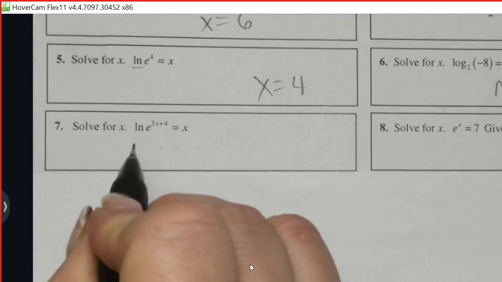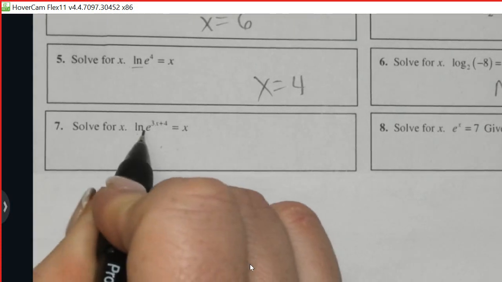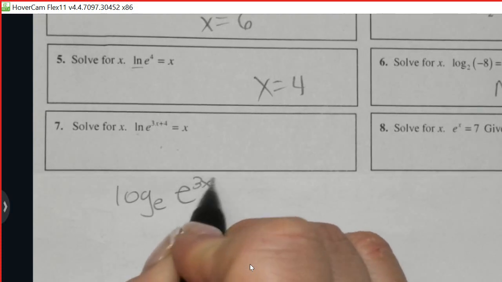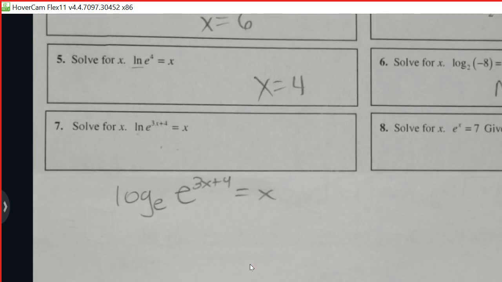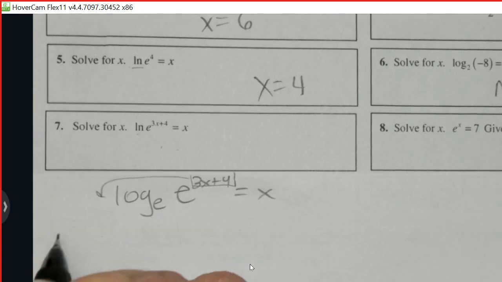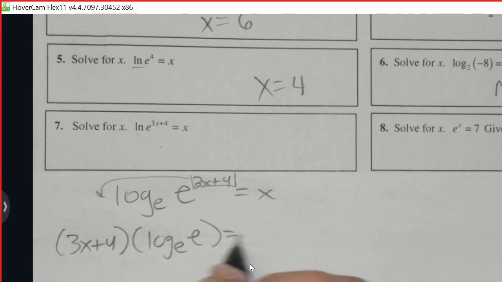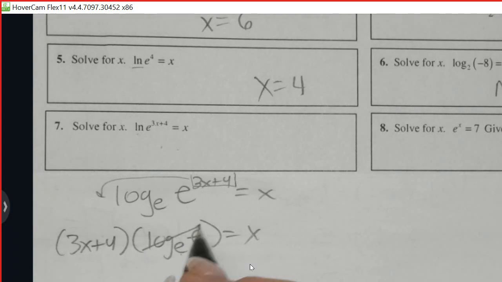Okay, let's solve for x here. Again, I'm going to rewrite this as log base e, log base e, and then I'm going to put everything down. e raised to the 3x plus 4 equals x. Just like I explained in number 5, I'm going to take the expression that's in the exponent and bring it down in front. So 3x plus 4 times log base e of e. Whenever this value for a log is exactly the same as what's behind it, it will always simplify to 1. And I know 1 times 3x plus 4 is simply 3x plus 4.